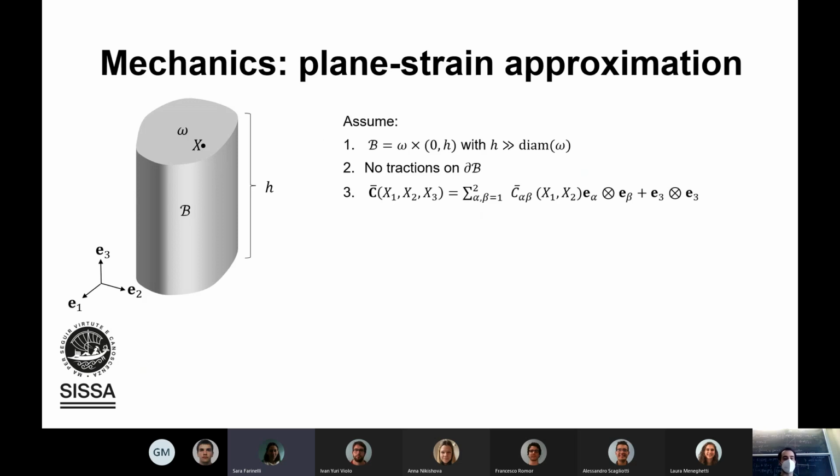First of all, mechanics. We have already introduced the notion of activity, but now we have to be a bit more precise. In particular, we will make some approximation. Our body doesn't have a generic shape, but it is a cylindrical body with cross section omega and height h. We assume that no tractions are present on the boundary, so no one is pulling on the boundary of this object, and no gravity or body forces are present.